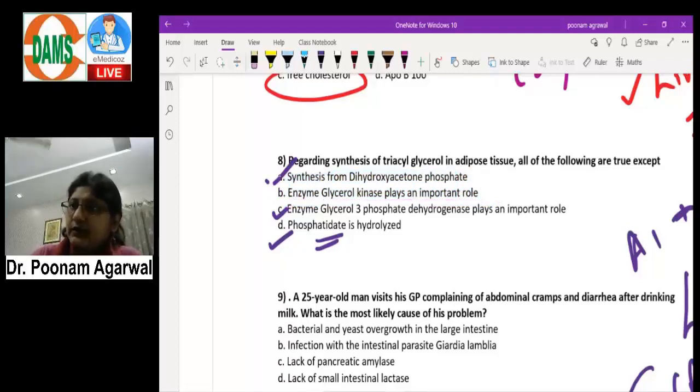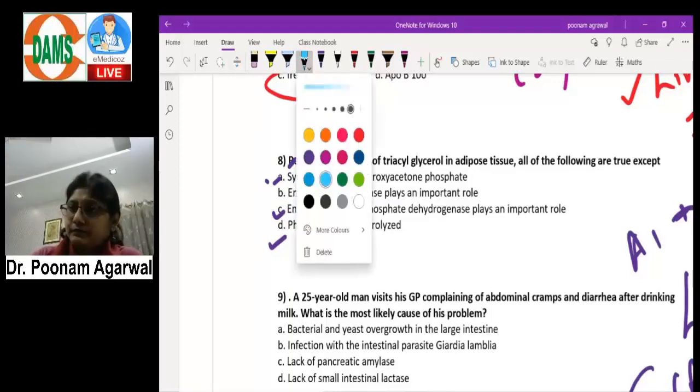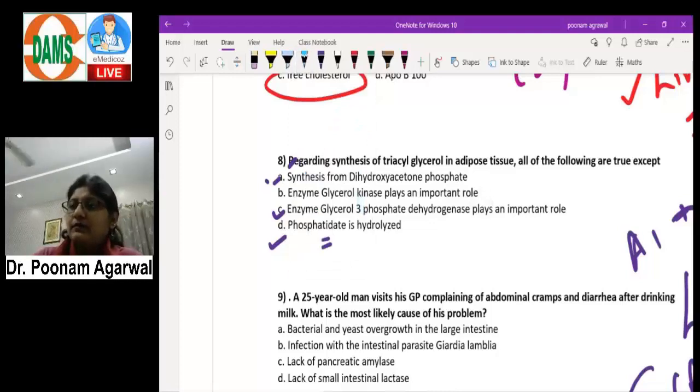Glycerol kinase is found in liver, GIT and kidney. So glycerol kinase is not there in adipose cell. This you remember. So this is going to be the answer in this question.